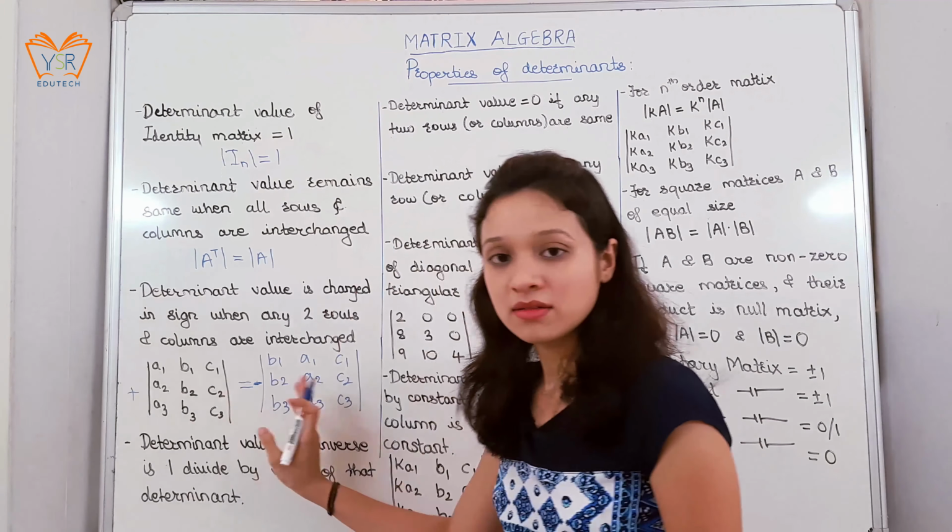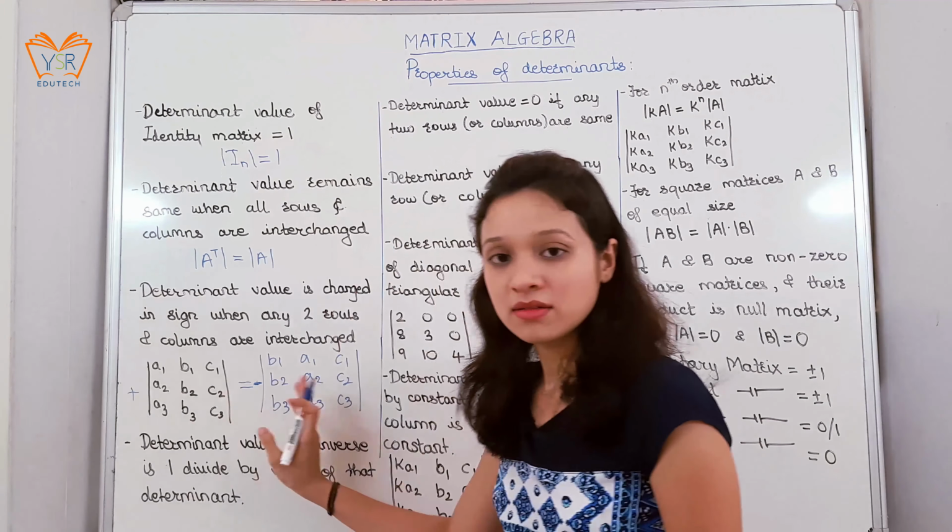Next property: the determinant value of the inverse is 1 divided by the value of that determinant. That is, determinant of A inverse is equal to 1 divided by the value of that same determinant. Next, the determinant value is equal to 0 if any two rows or columns are the same. That is, if R1 is equal to R2 or C1 is equal to C2 and so on, the value of the determinant will be equal to 0.